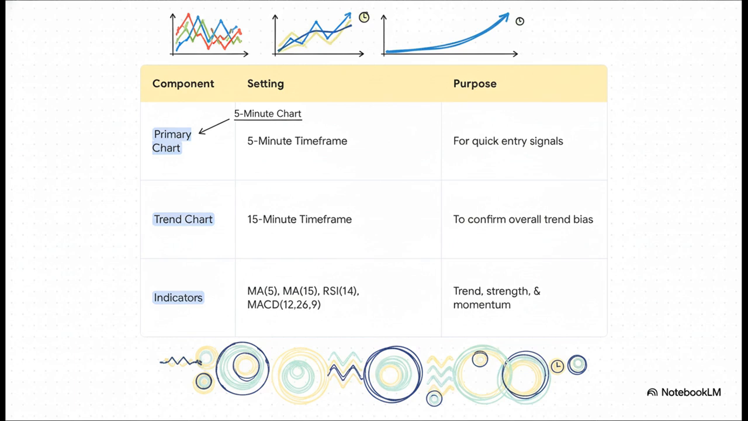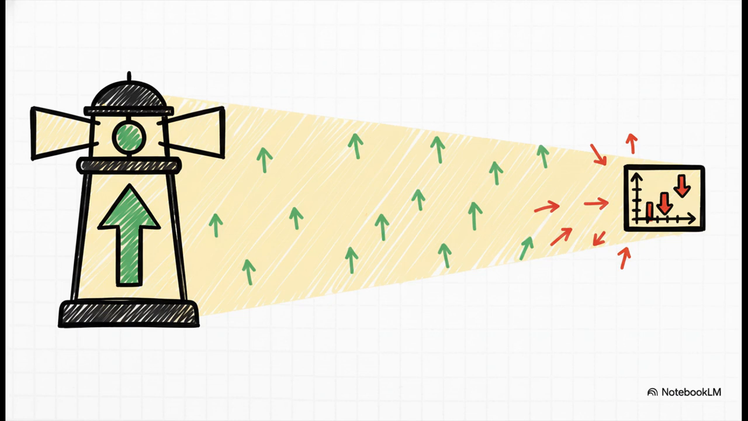And don't worry about the indicator settings you see here. They're all totally standard, nothing exotic. And this right here, this is probably the golden rule of the entire system. Before you even think about placing a trade on your 5-minute chart, you have to glance over at that 15-minute chart. If that higher time frame is bullish, you are only looking for long trades. If it's bearish, you're only looking for short trades. That's it. This one filter alone can save you so much grief from fighting the market's main current.